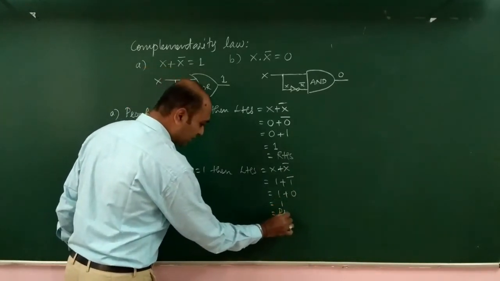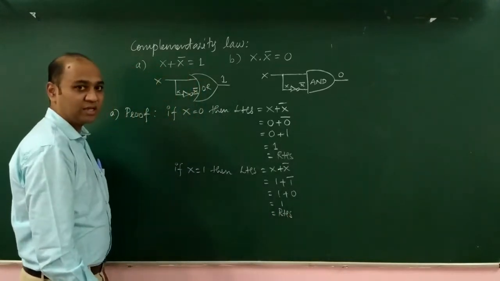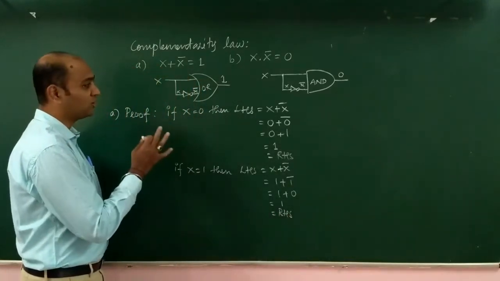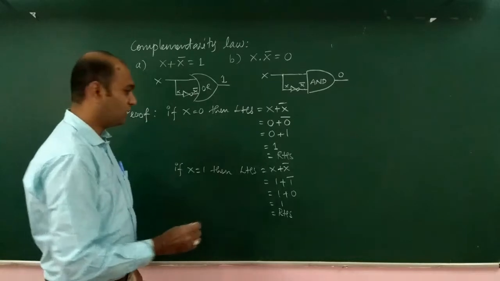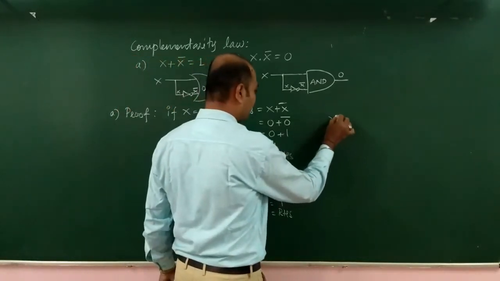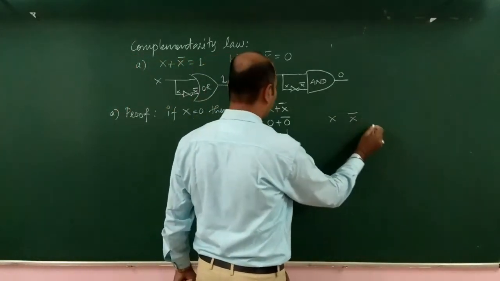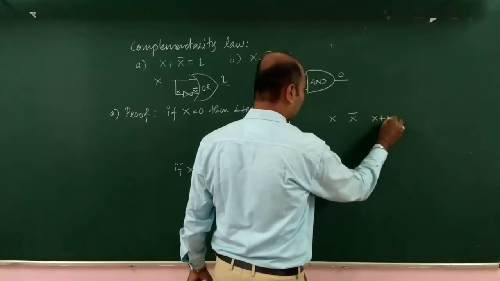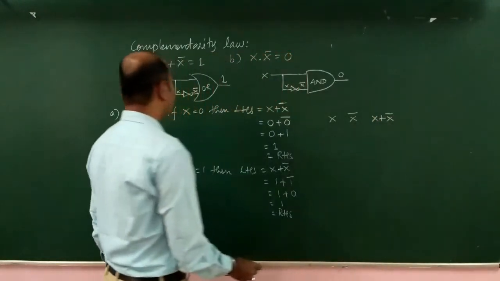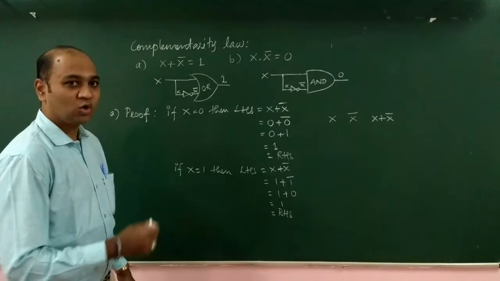So 1 is what? It is the right hand side. Hence the proof. So let us draw the truth table for this law. Here we are going to write x bar, x or x bar, right? Yes. So whether it is true or not, we are going to see.